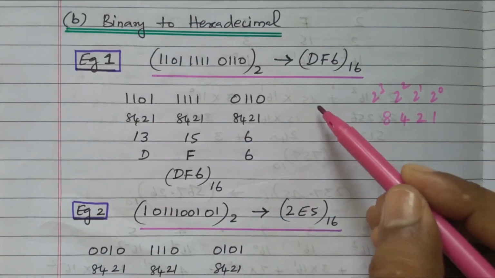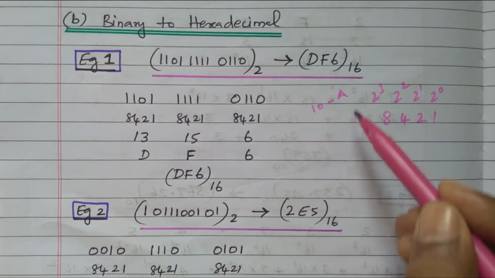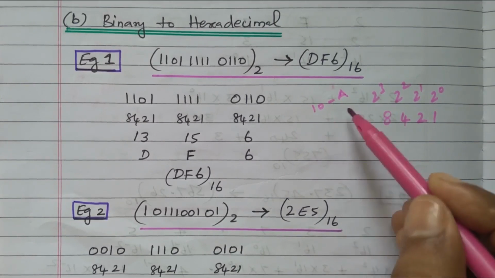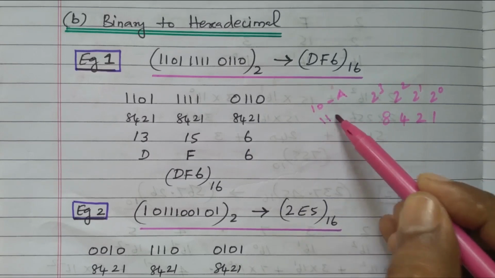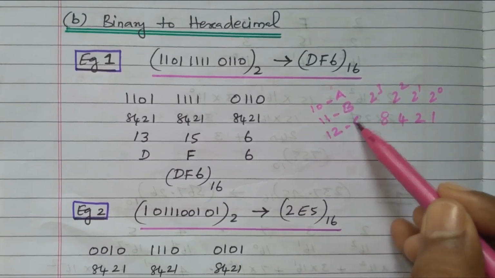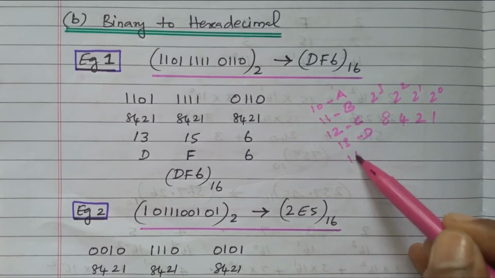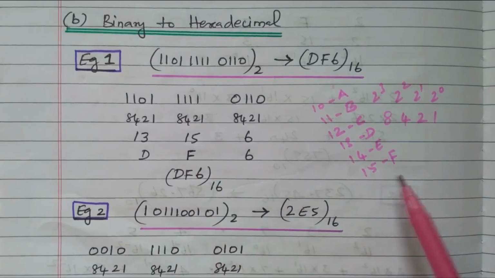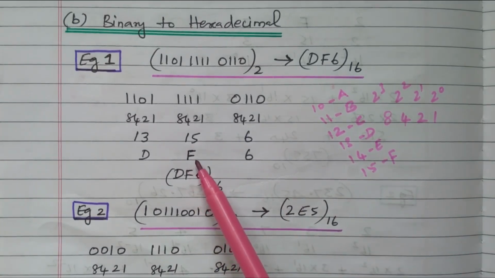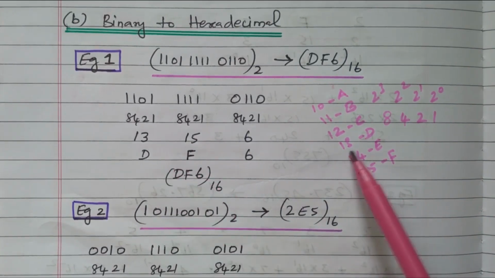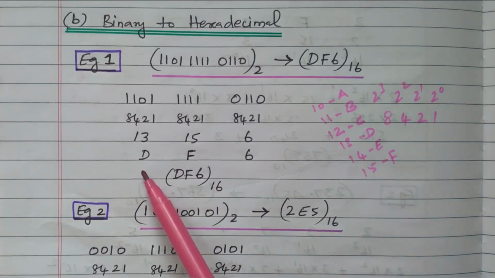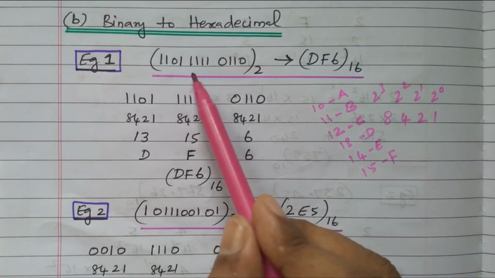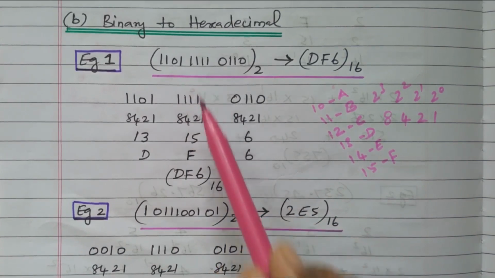In hexadecimal, the number 10 is represented as A, because hexadecimal is alphanumeric. 0 to 9 as it is in decimal, from 10 onwards it is alphanumeric. 11 means B, 12 means C, 13 means D, 14 means E, 15 means F. Right? So here 15 is equivalent to hexadecimal F. Here 13, hexadecimal equivalent is D. Right? So DF6.